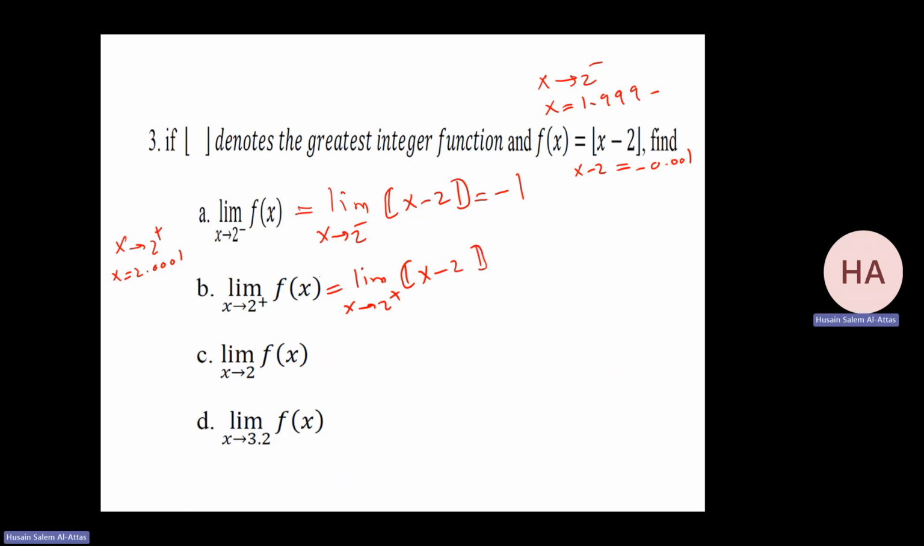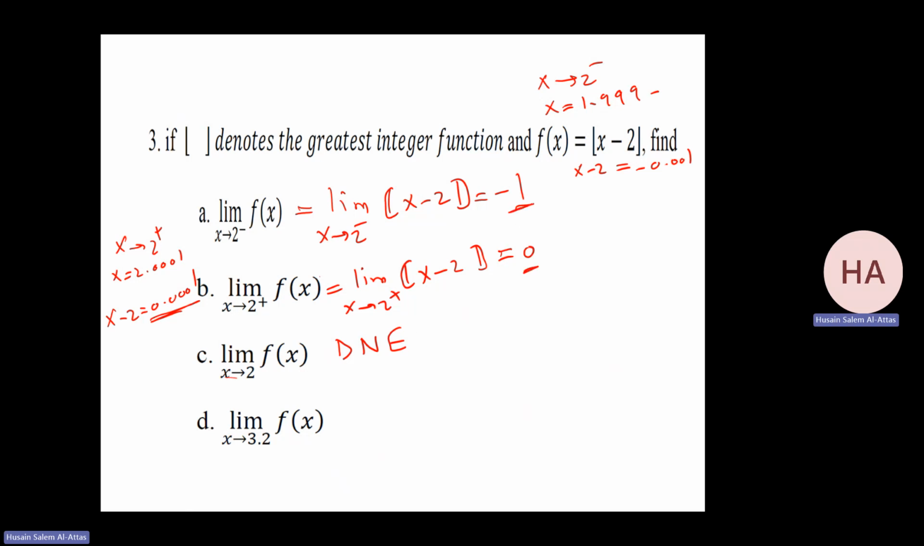First, I check inside. I'm checking from left and right. From the right, x minus 2 is 0.0001. So what's the greatest integer of this? 0. So what's the limit as x goes to 2? It does not exist, because left is not equal to right.